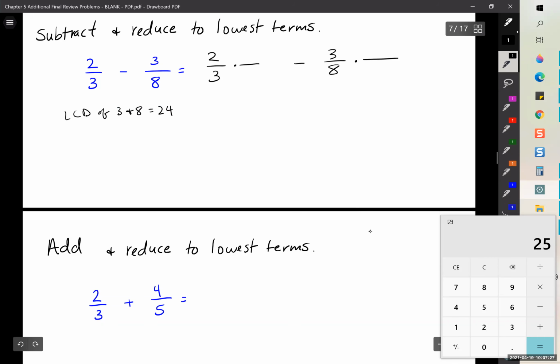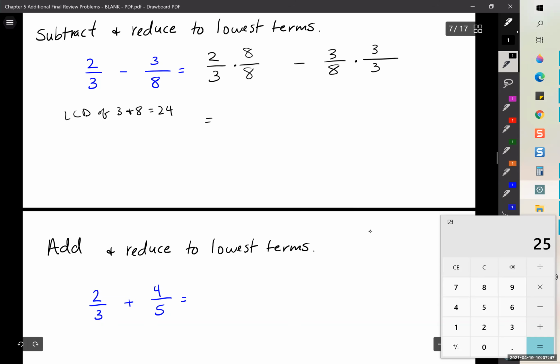So we know the least common denominator of 3 and 8 is 24. So if I multiply the 2/3 by 8 over 8, that's going to create a 24 in my denominator, but I'm still not changing the problem because 8 over 8 is 1. Similarly, if I multiply 3/8 by 3 over 3, I'm going to get the least common denominator of 24, but I'm still not changing the problem because that's 1.